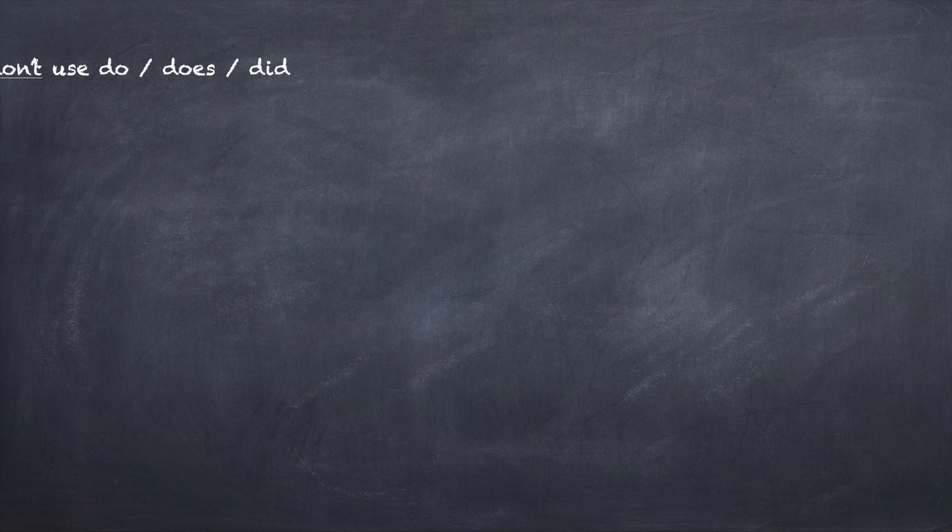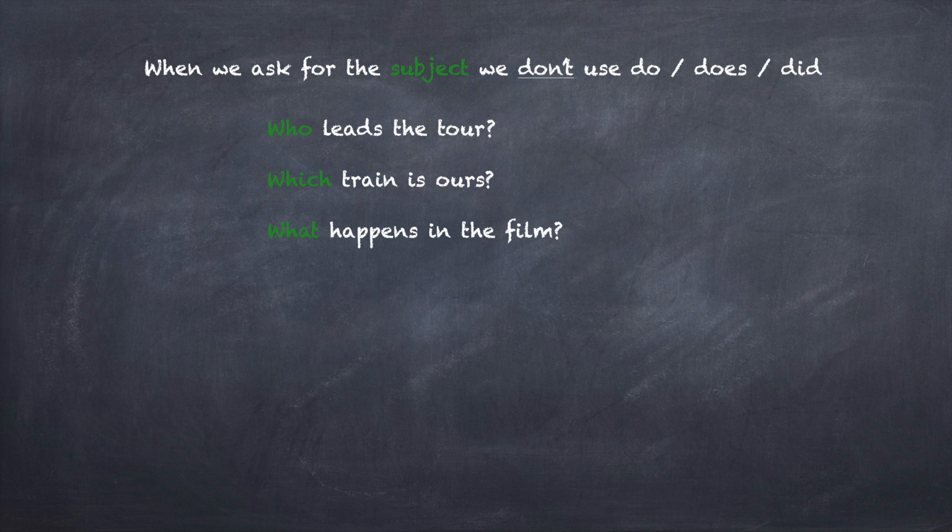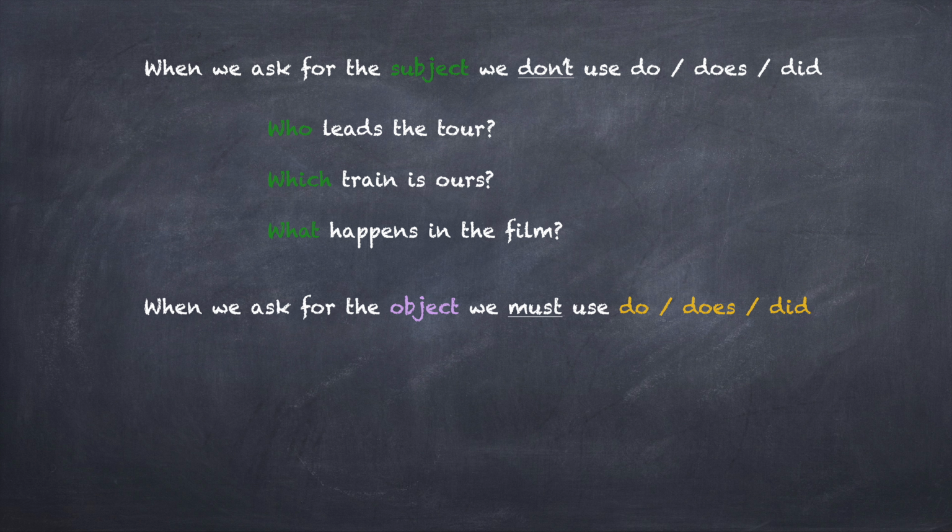So let's sum it up. When we ask for the subject, we don't use do, does, or did. Here are some examples. Who leads the tour? Which train is ours? What happens in the film? And when we ask for the object, we need the question word, we need do, does, or did, and another subject because we need a subject in the question.